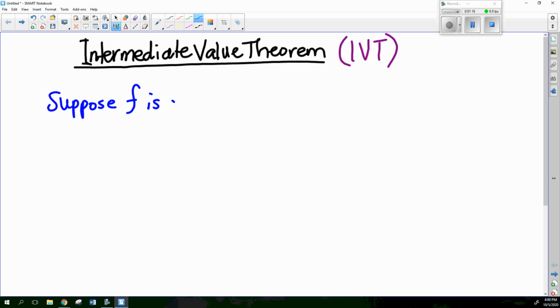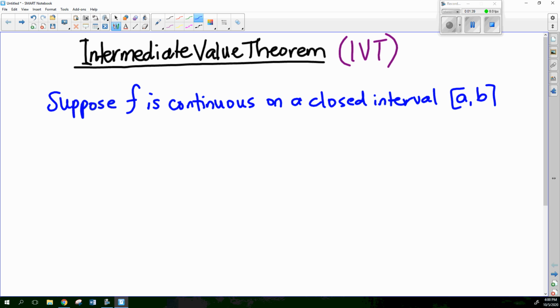All right, so suppose f of x is continuous on a closed interval from A to B. Okay, so that's why we just went over how to determine if something is continuous on a closed interval, because it has to be continuous on that closed interval for the intermediate value theorem to apply. So suppose f is continuous on that closed interval.